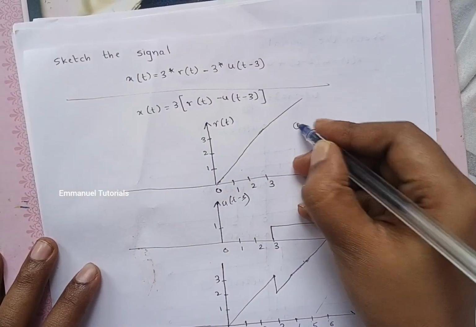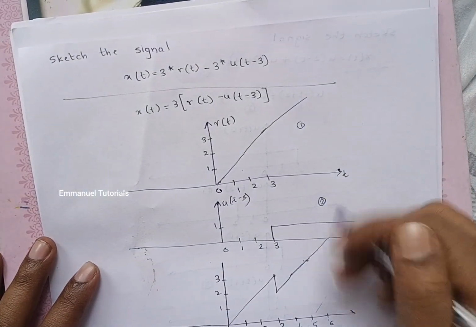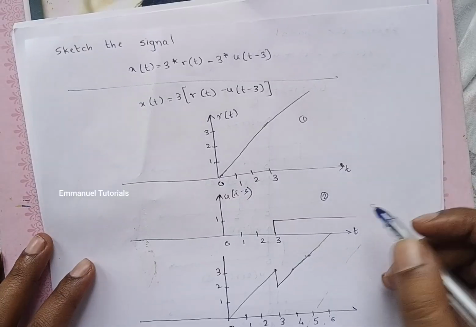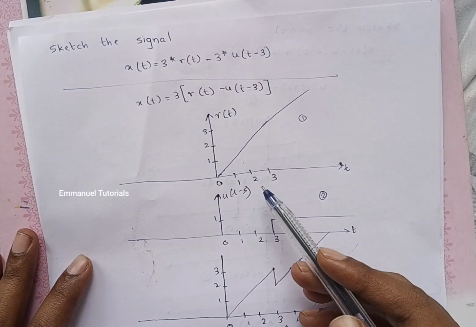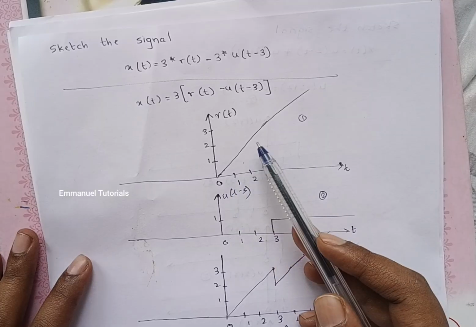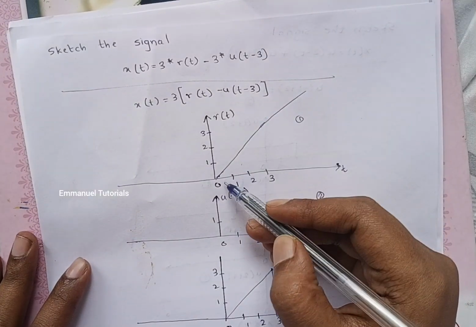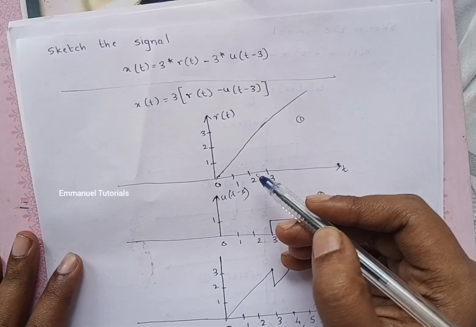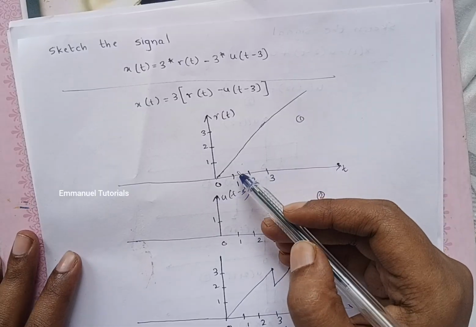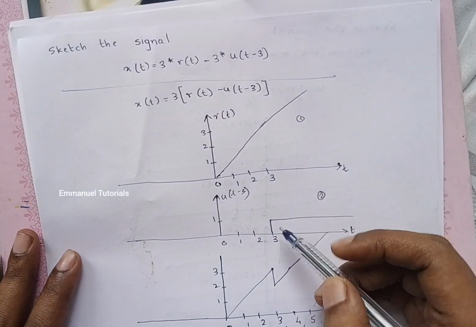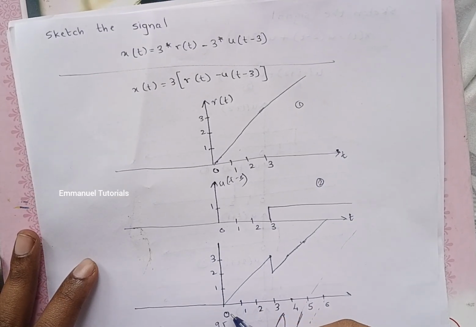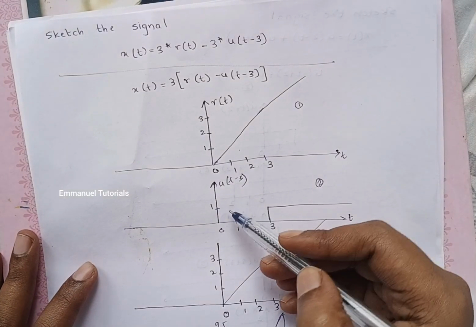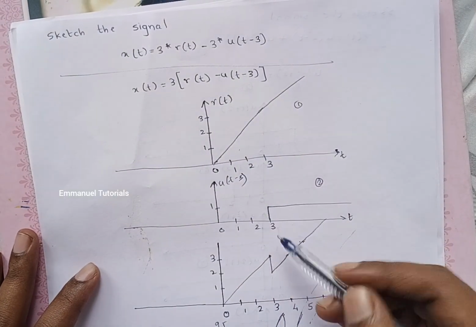So this is the first part, this is the second part, and we need to subtract the second one from the first. And when you subtract from 0 to 2, you can see first signal's amplitude is just going like t, whatever is the value at that time instant, you'll be getting as the amplitude. So that is what I've plotted as it is. So at t equal to 0 it is 0, at t equal to 1 it is 1, at t equal to 2 it is 2, because this plus 0 is going to be the same signal.